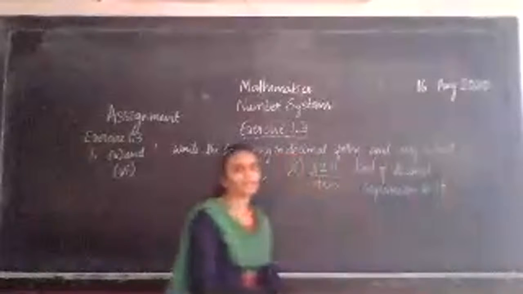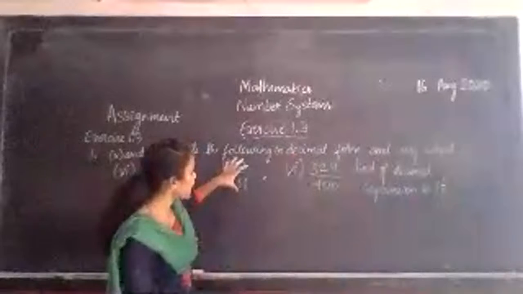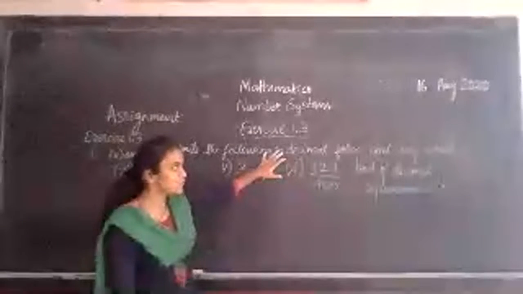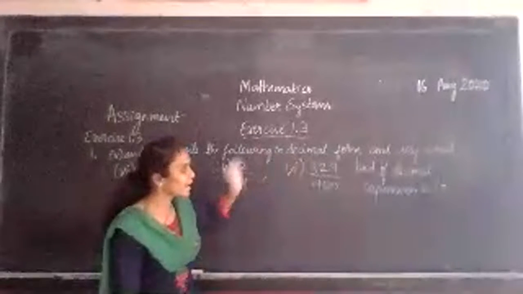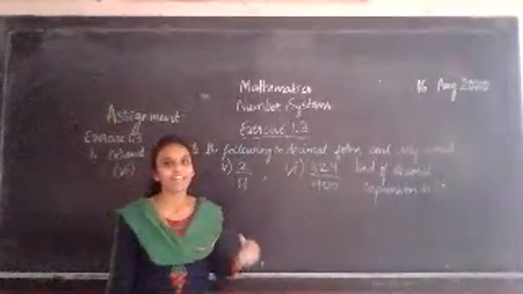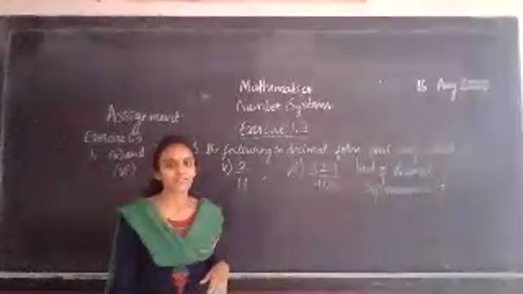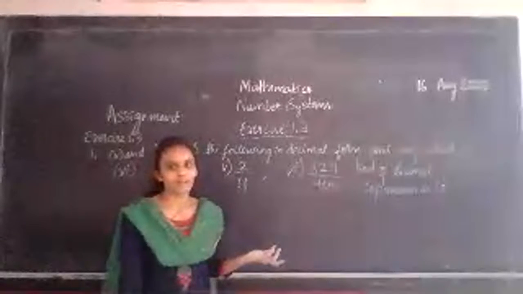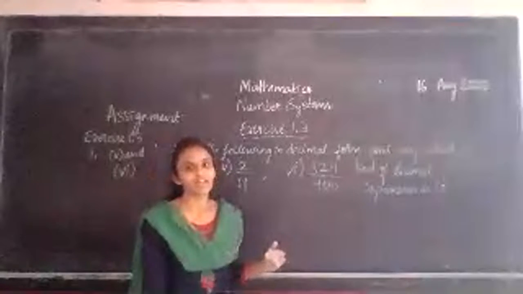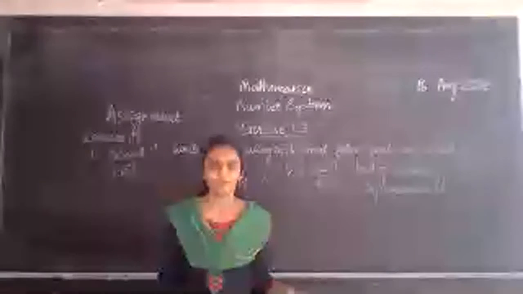If you have already purchased your books from the school, you can easily access this question. So you have to write these two numbers in decimal form and then say what kind of decimal expansion it is. Like, is it terminating or is it non-terminating recurring decimal fraction? Understood? So this is what you have to solve as an assignment, and today you have learned about representing rational numbers in the form of decimal forms.